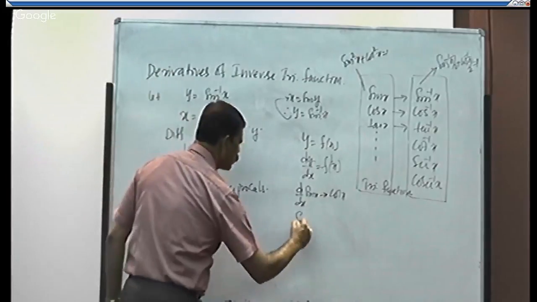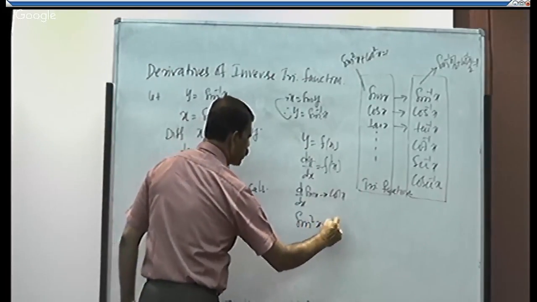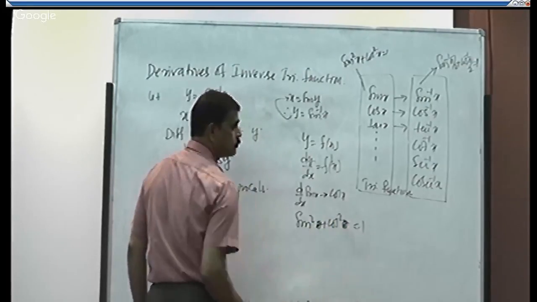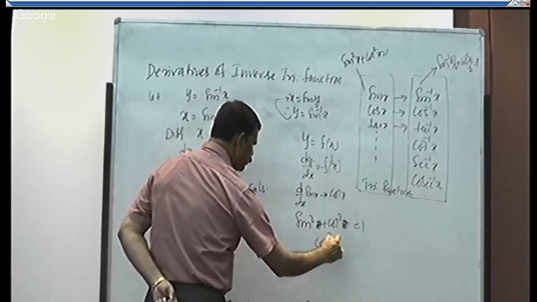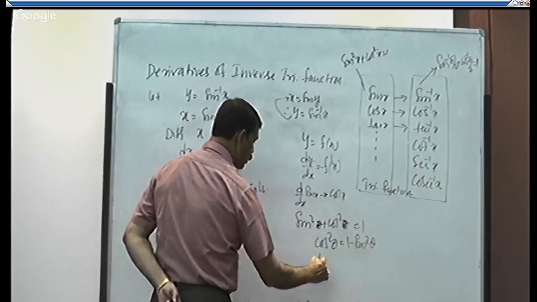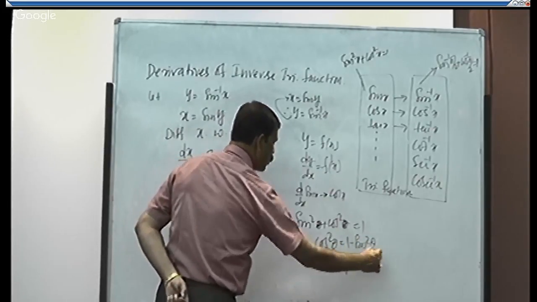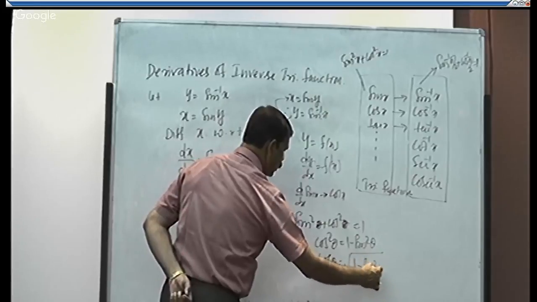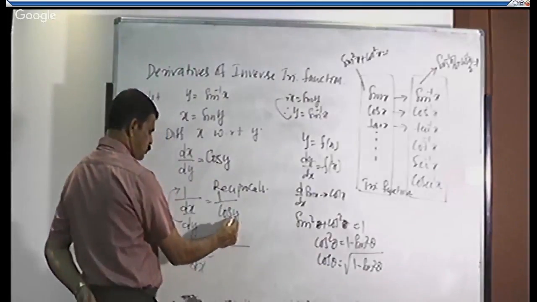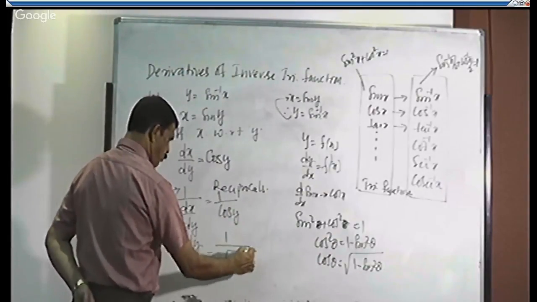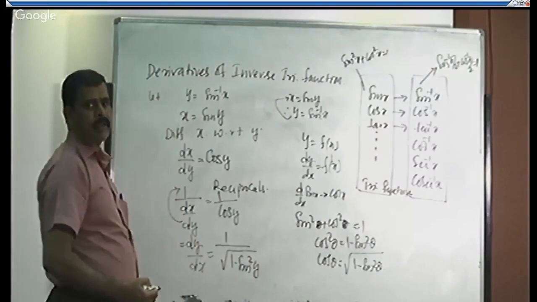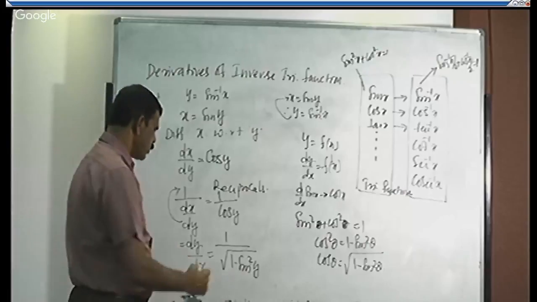As we know that sin square theta plus cos square theta is 1. Therefore, cos square theta is 1 minus sin square theta, correct? So cos theta is root of 1 minus sin square theta. According to that, 1 divided by cos y becomes 1 by root of 1 minus sin square y.